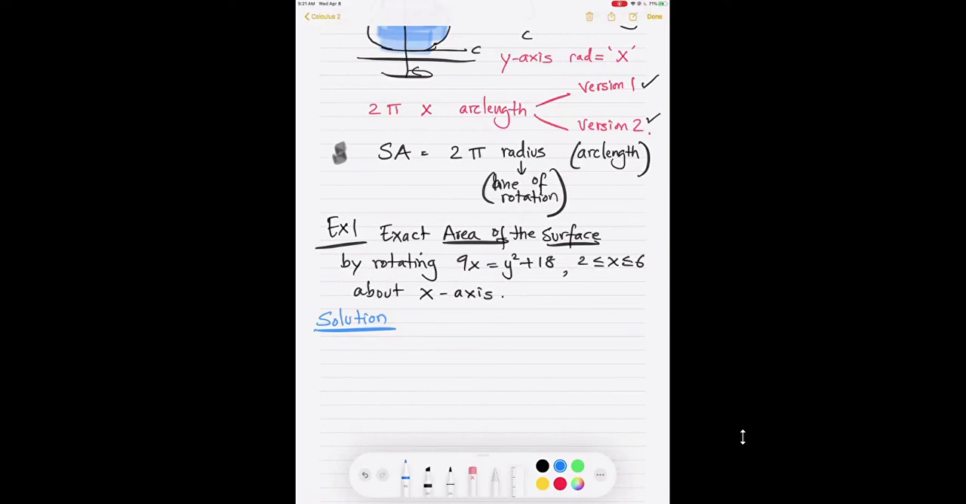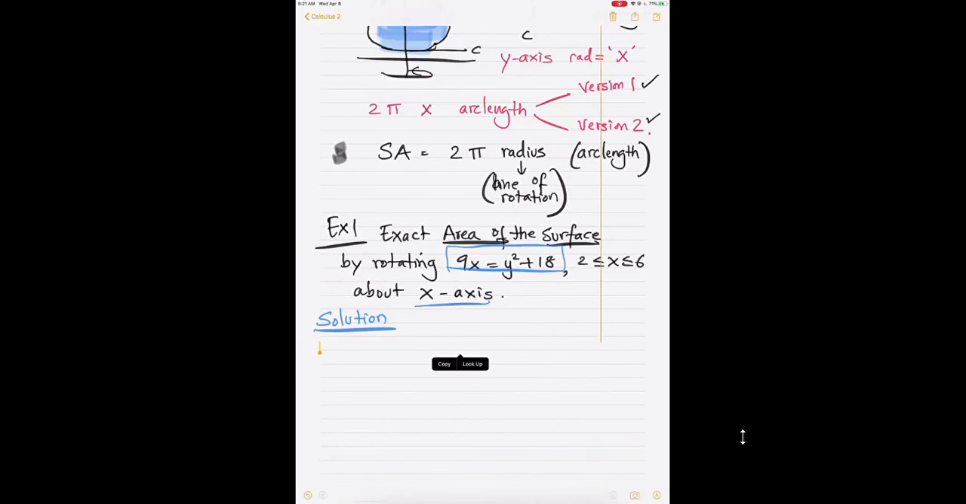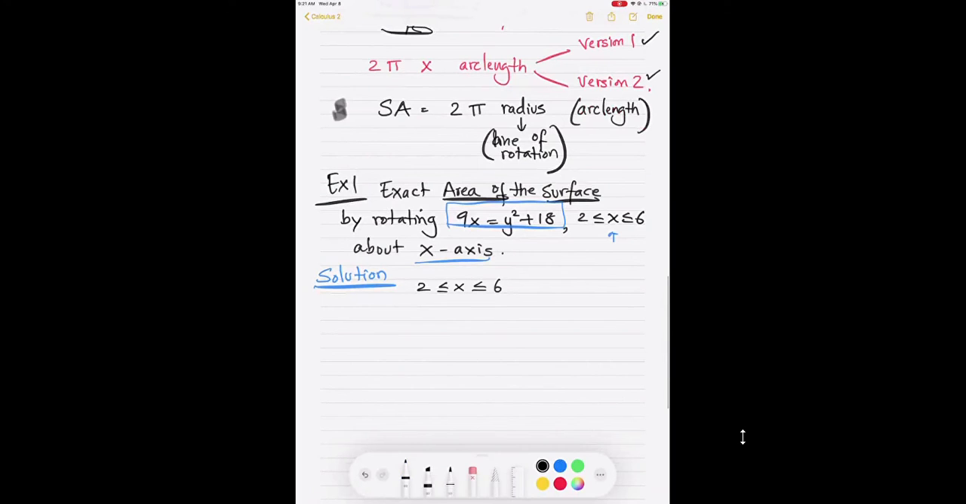And so you are rotating this region about the x-axis. X is between 2 and 6. So decisions to be made. I'm just going to say, because x is between 2 and 6, I choose this version. So I'm just going to write this: 2 is less than x is less than or equal to 6. So I want to work with this version, which is 2 to 6, 2 pi. I'm going to worry about the radius later.